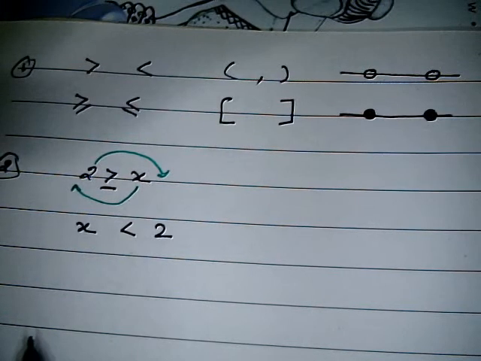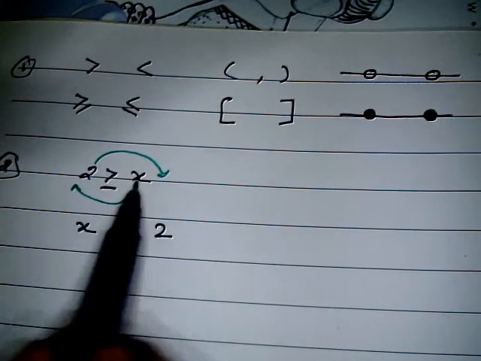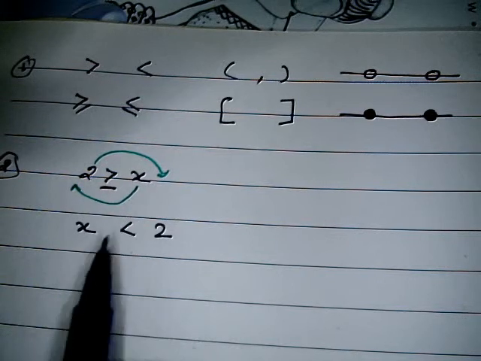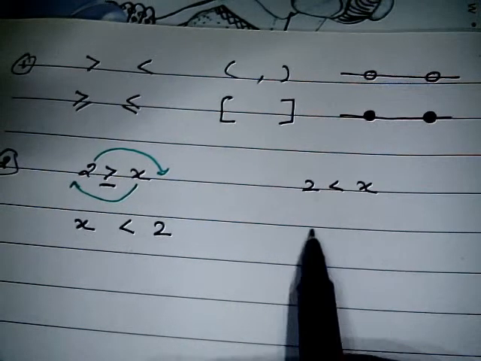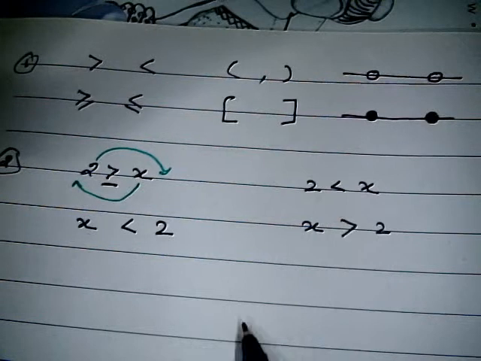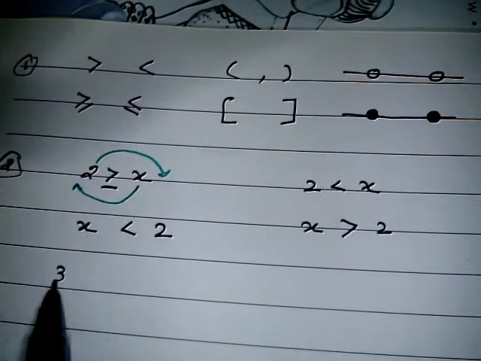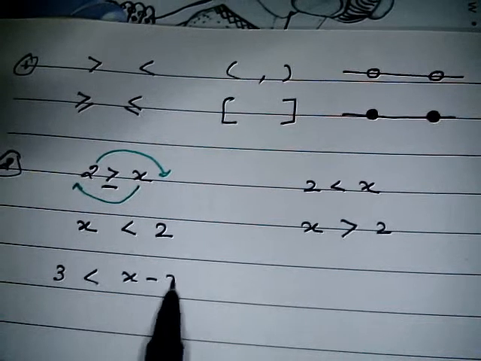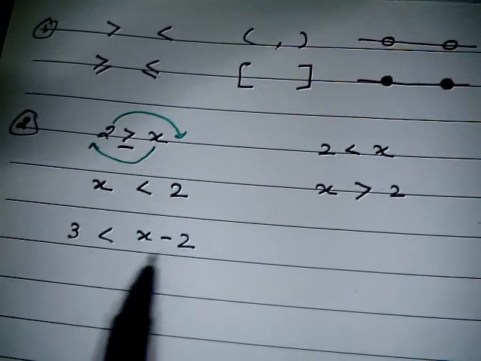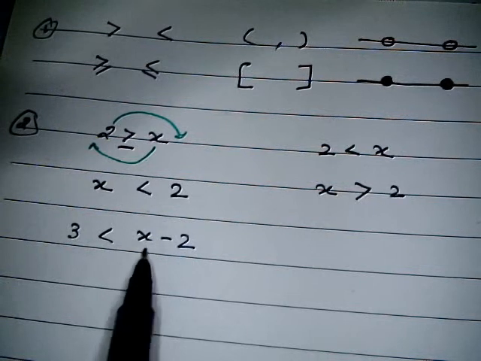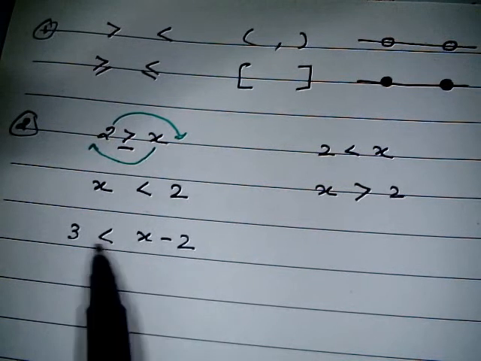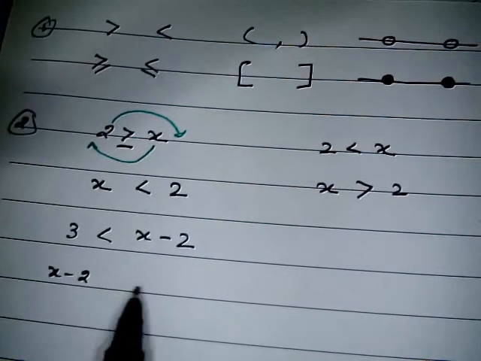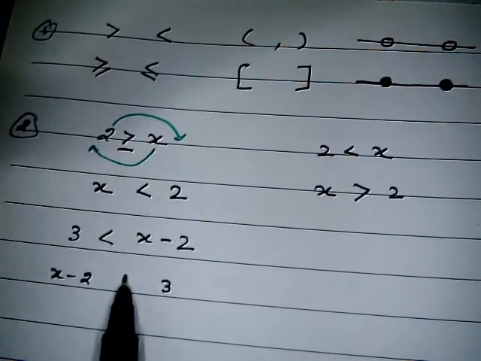Okay, this is the rule: when you flip the variable or the terms, the inequality sign gets changed. Suppose it is 2 less than x, then it becomes x greater than 2. Suppose it is written 3 less than x minus 2. The whole term is being shifted, not only the x. When the left side part and the right side part are exchanged, the inequality sign gets changed. So this x minus 2, the whole, I am bringing over here, and the 3 I am shifting over there. The inequality sign converts from less than to greater than.